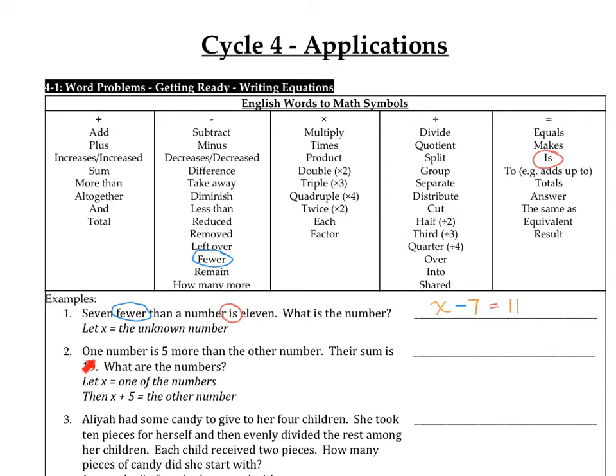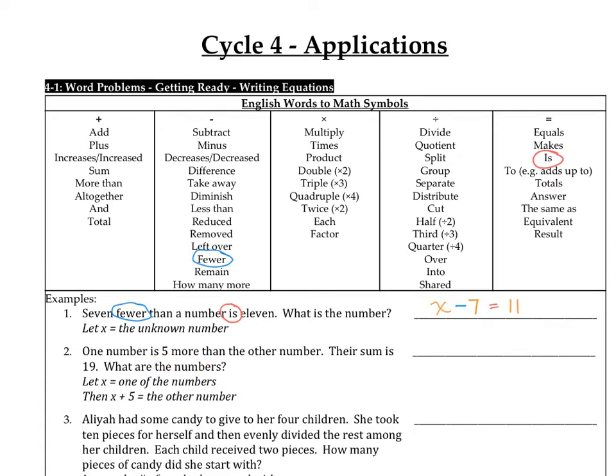The next question says one number is 5 more than the other number. Their sum is 19. What are the numbers? So if x is one of the numbers, there's two numbers in this case, and one number is 5 more than the other. So if x is one of the numbers, that means x plus 5 has to be the other number because that's 5 more.